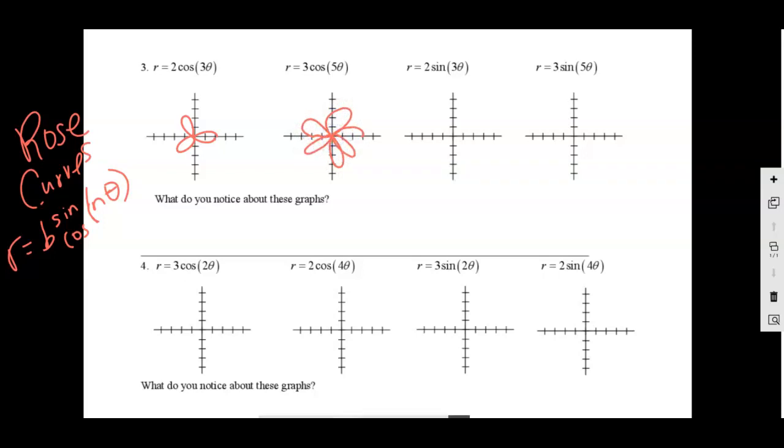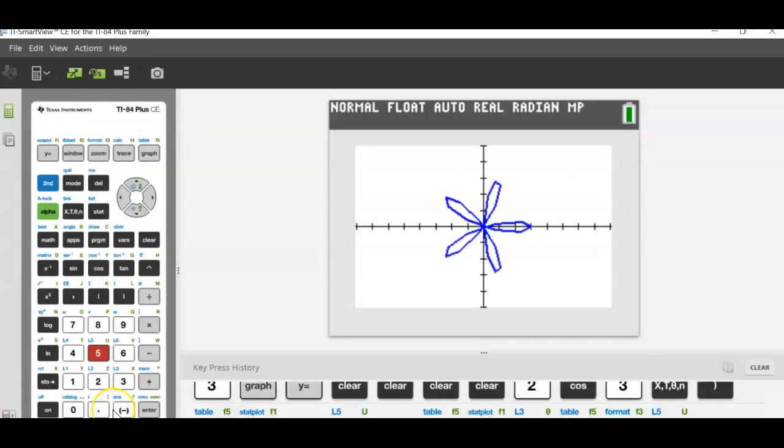No, I messed it up. Oh my gosh. Yeah, it's kind of hard to trace it. Let's go watch the calculator trace it.